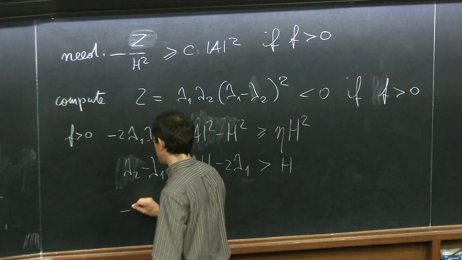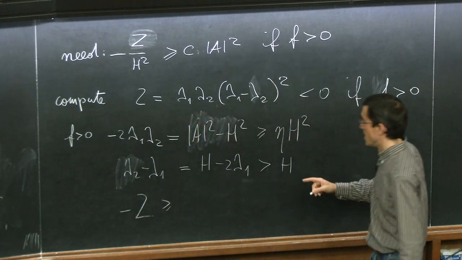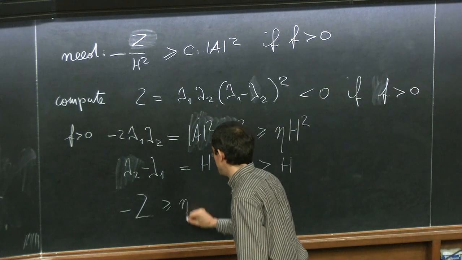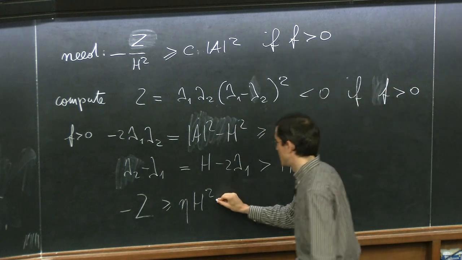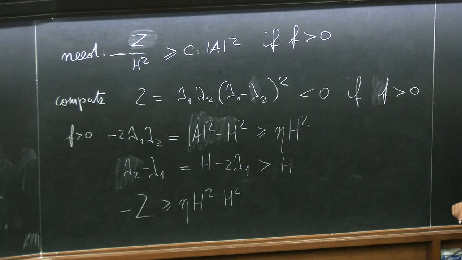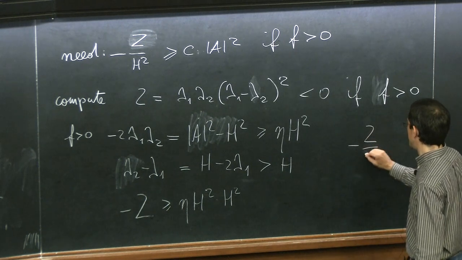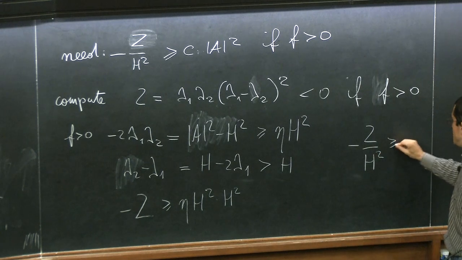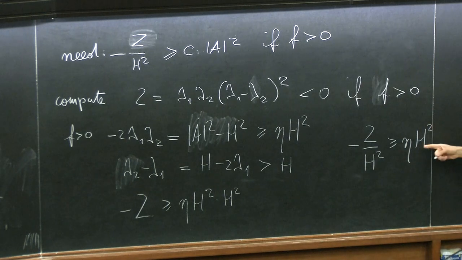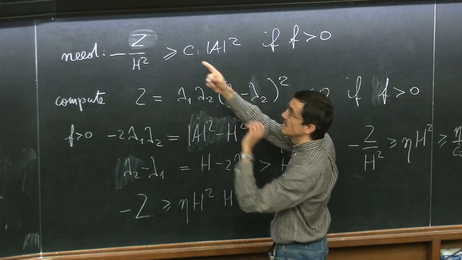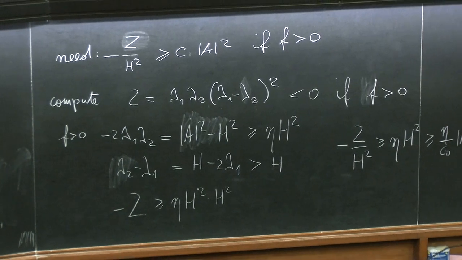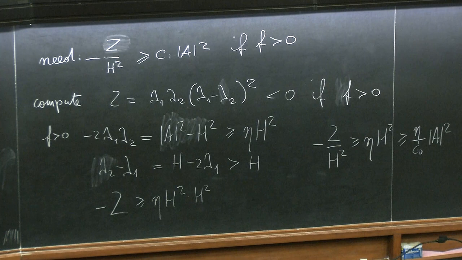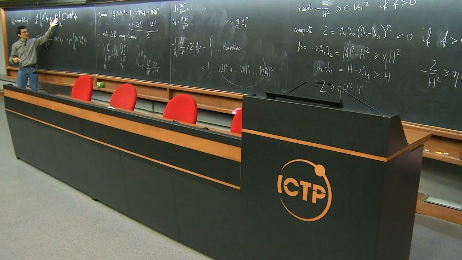So this means that minus z is greater than eta h square, and this is greater than h square. So minus z over h square is greater than eta h square, and h square, you know, is greater than eta over c0 a square. So this is exactly what we needed, and the constant, of course, will depend on eta. And so this means that it's true that this term has hope to be absorbed by this one.